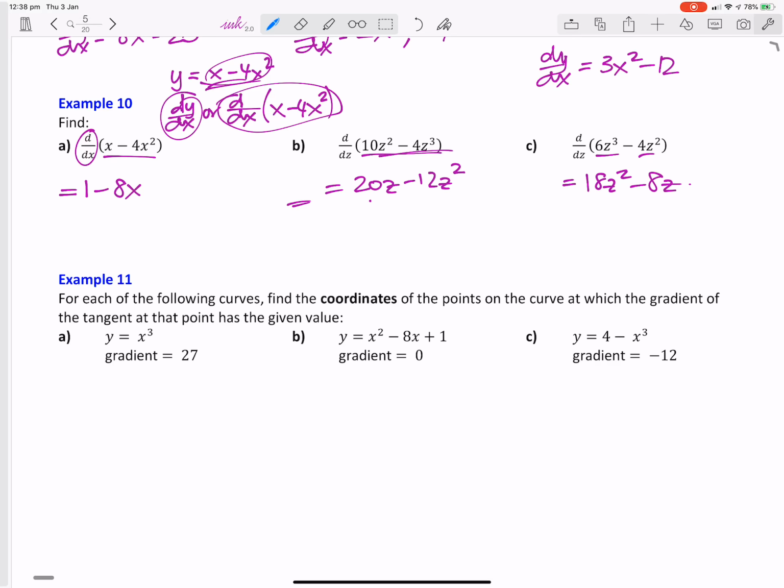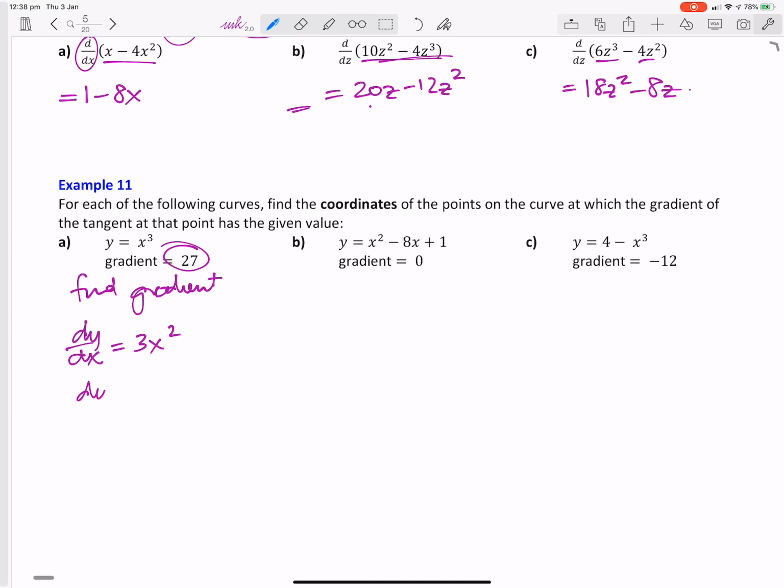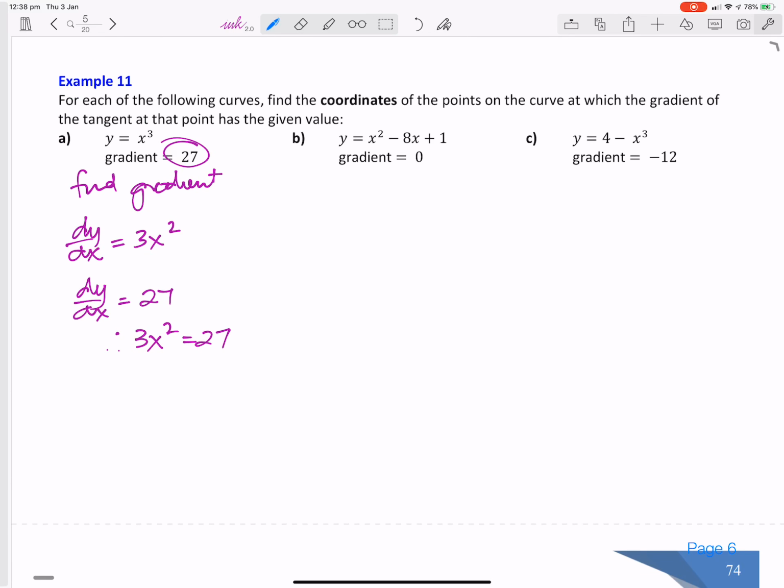Okay. For each of the following curves, find the coordinates of the points on the curve at which the gradient of the tangent at that point has the given value. So we want to know when the gradient's equal to 27. So first thing, find your gradient formula. Dy dx is 3x squared. We know that dy dx is equal to 27, so therefore 3x squared is equal to 27. X squared is equal to 9. x is plus or minus 3.